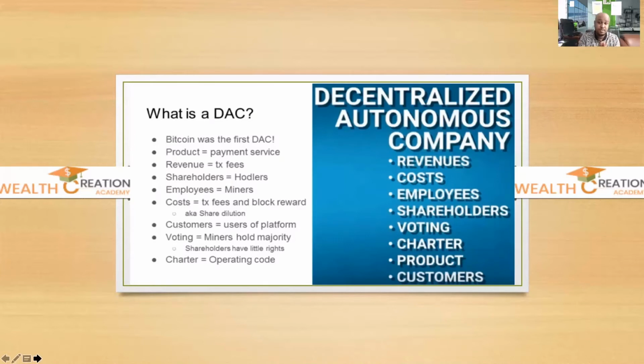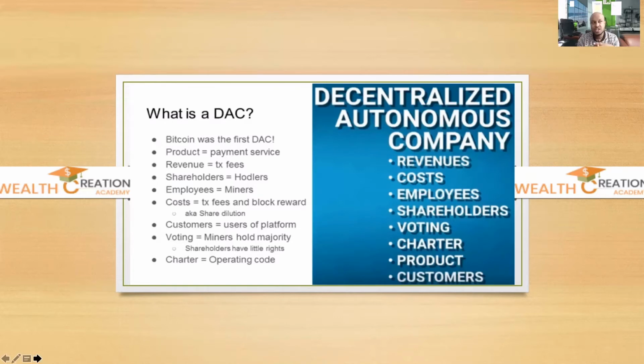Okay, so in terms of Bitcoin, or in terms of any company, you need to look at a product. In terms of Bitcoin, the product is a payment service. When it was first created, it was considered a peer-to-peer money service. And the revenue, in terms of Bitcoin, is the fees. The shareholders are the holders of Bitcoin, whether you have 0.1, 0.2, 5, 10, whatever, you are a holder within that decentralized autonomous company.